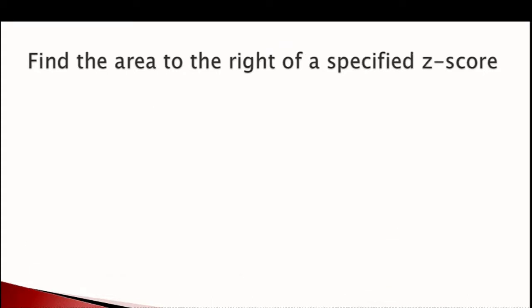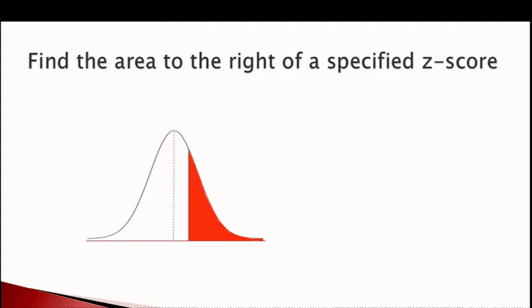Let's look at the second example. Let's find the area to the right of a specified z-score. So here I have the standard normal curve and I have z equal to 1.58. The area in red is shaded to the right of z equal to 1.58. So I am interested in finding the area to the right of 1.58.